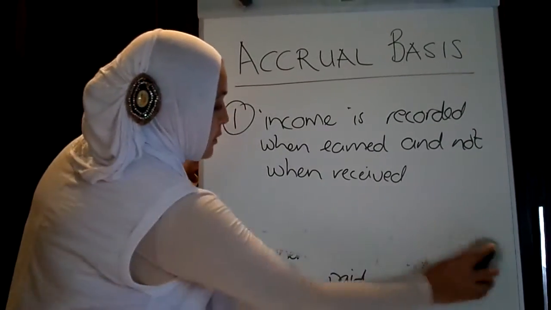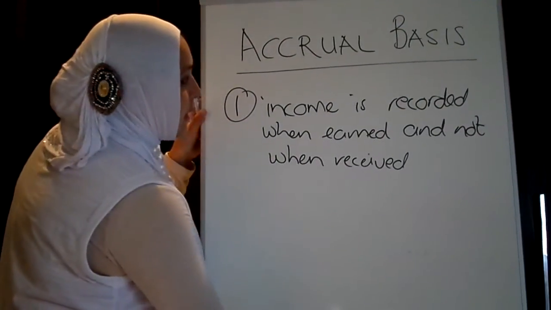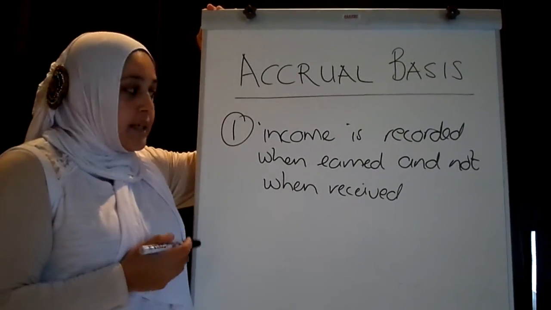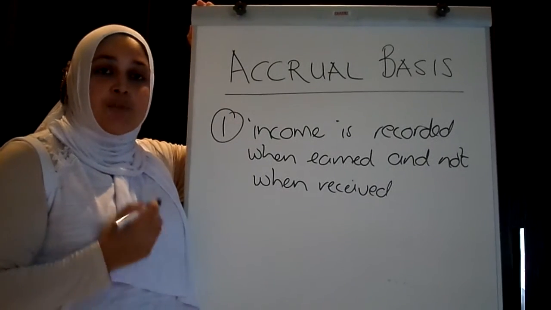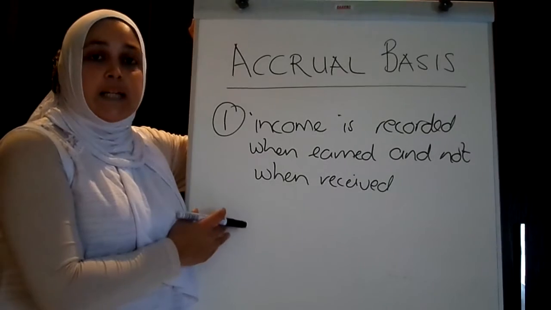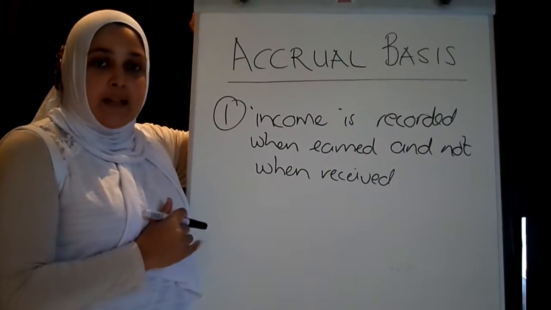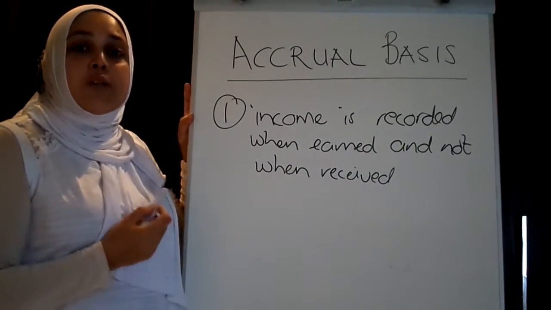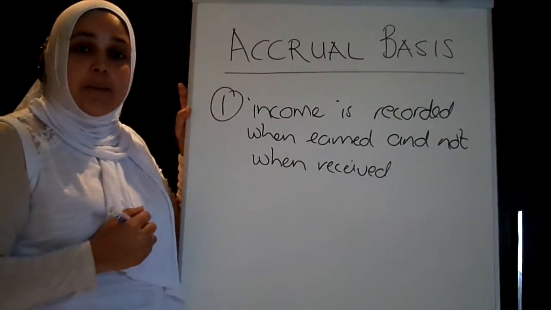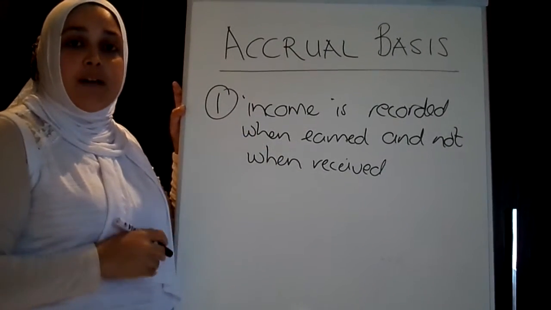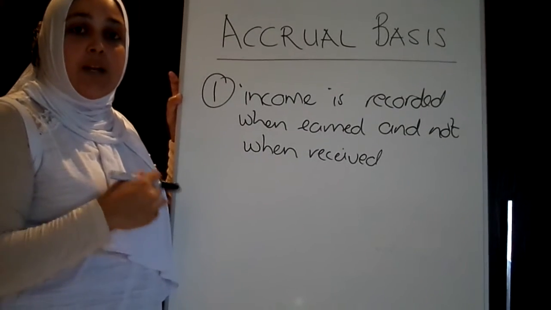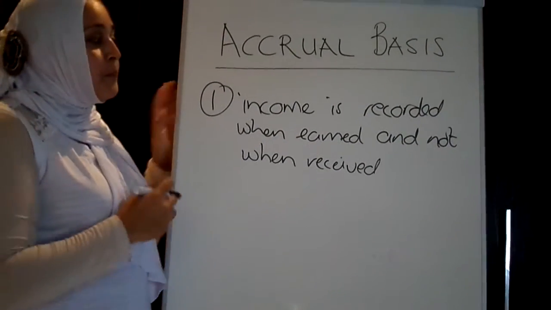So starting with the first one. Income is recorded when earned and not when received. What does this actually mean? This means that irrespective of when you're receiving the cash for something that you have sold, you will only record that income when you earn it. So what makes you earn the income? As an example, when you sell an item, when you deliver the goods to that customer, you have earned that income, even if he is only going to pay you after 30 days. So income is recorded when earned. You earn the income when you render the service or sell the goods.